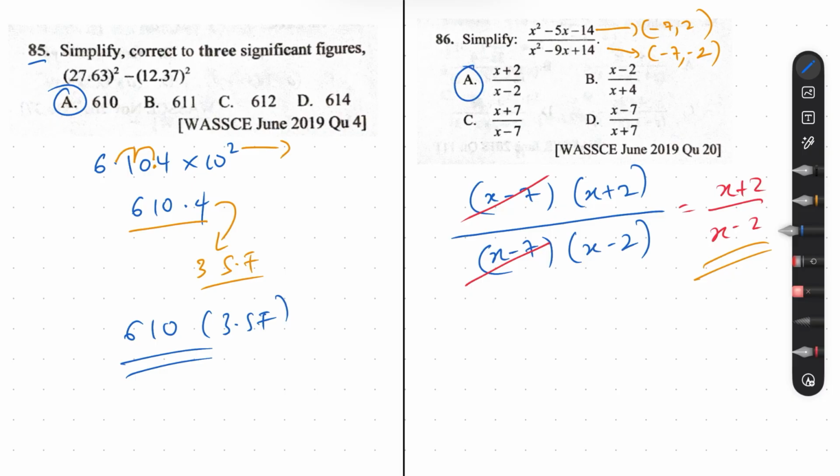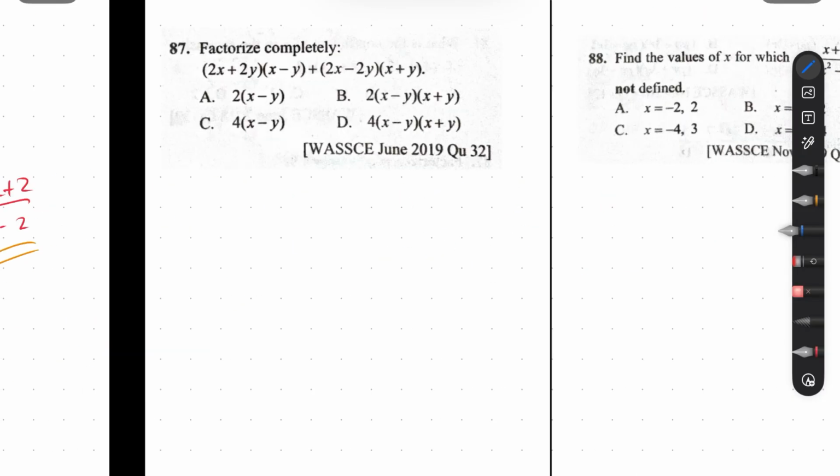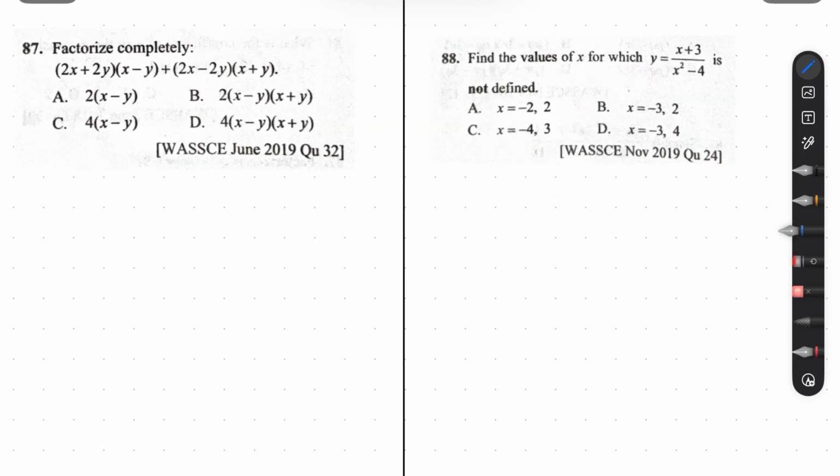Cool, let's move on to question number 87. It says factorize completely this expression. So this is one term and this other term. Let's try to factor some things out. Here we can see that we can factor 2 out, and here too we can factor 2 out. So let's write it down.